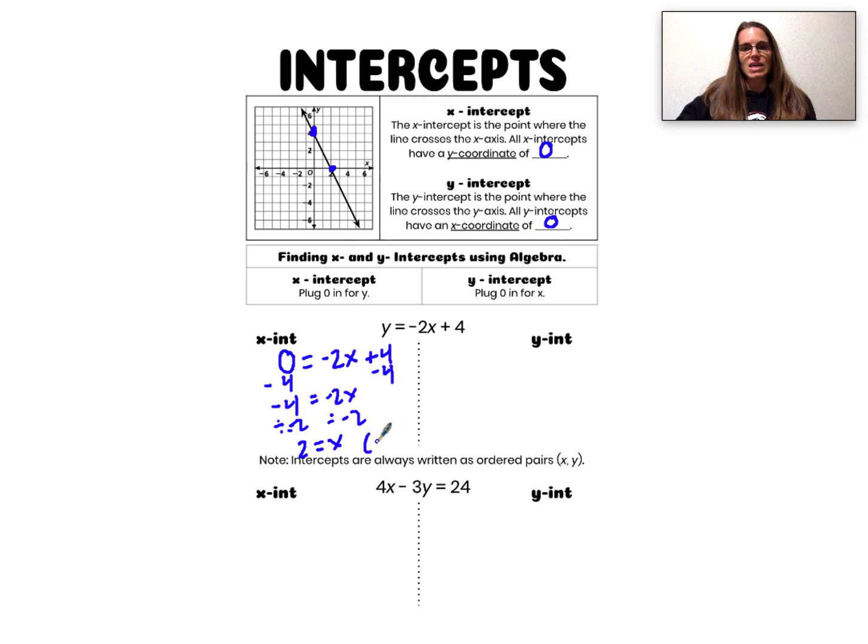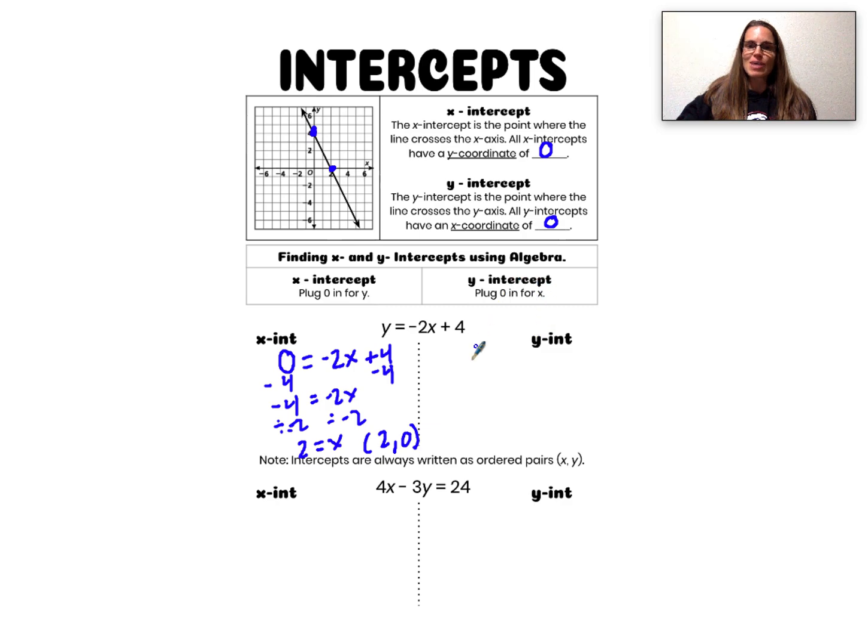To be really precise, I need to write that as an ordered pair. So the x-intercept is x equals 2, y equals 0. Notice this is the line of y equals negative 2x plus 4, and that is the x-intercept, (2, 0). Hopefully I get (0, 4) for the y-intercept, which I know I will.